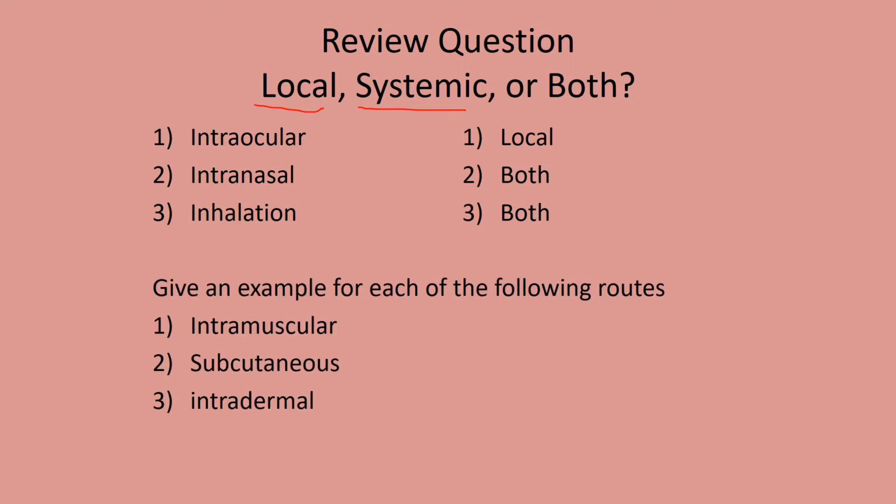Give an example of each of the following. What's given into the muscle? Every year you get the flu shot, deltoid. Under the skin, that's going to be in the abdomen area for diabetics, insulin. Lastly, into the skin, so we can test allergies because we want slow absorption or detection of antigens, in this case, TB screening.